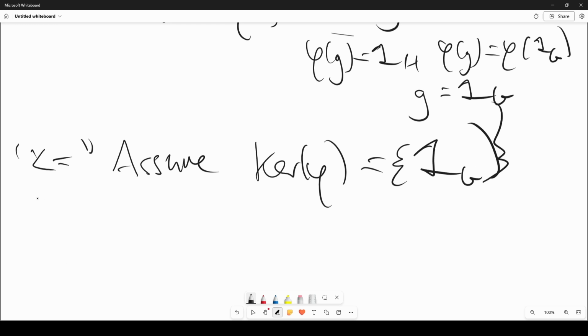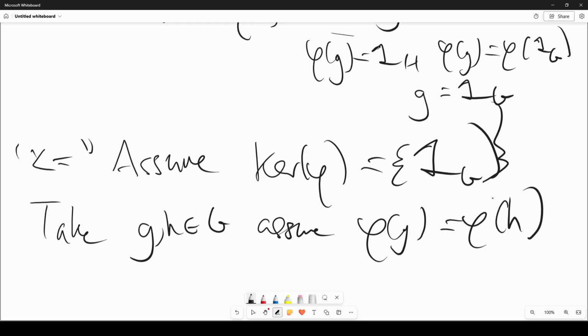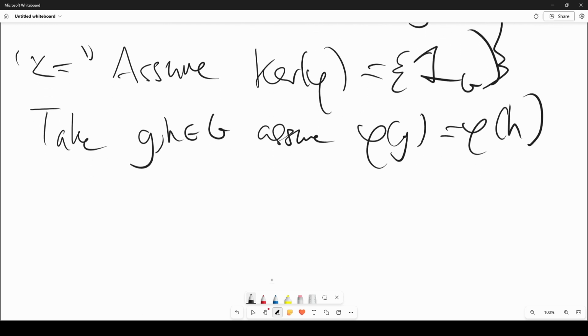So what we're going to do is take g and h in G and assume that phi of g equals phi of h. We're going to try to prove that g equals h, which is the same thing as proving that phi is injective. If phi of g equals phi of h, I'm going to multiply both sides by phi of h inverse.